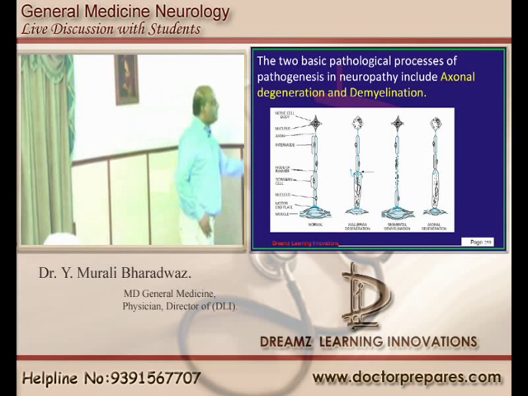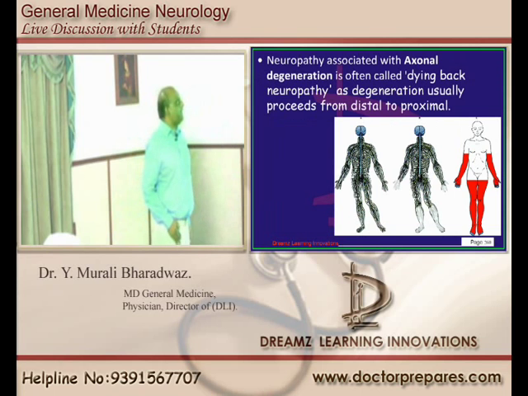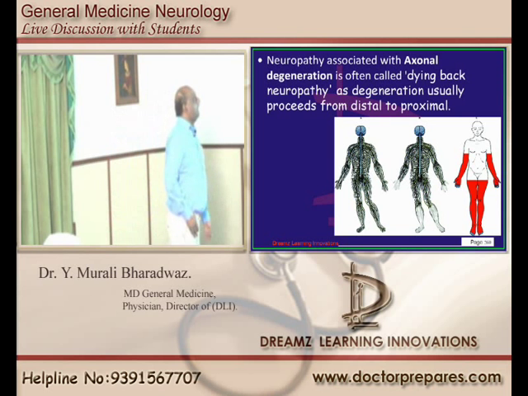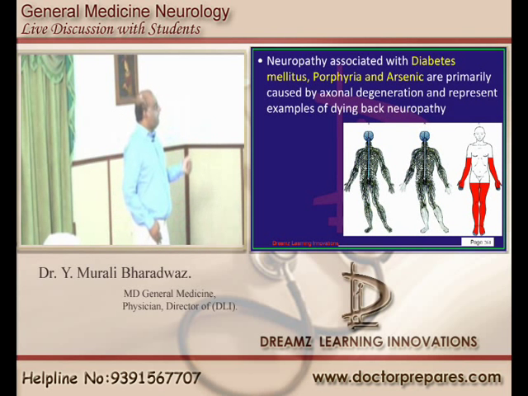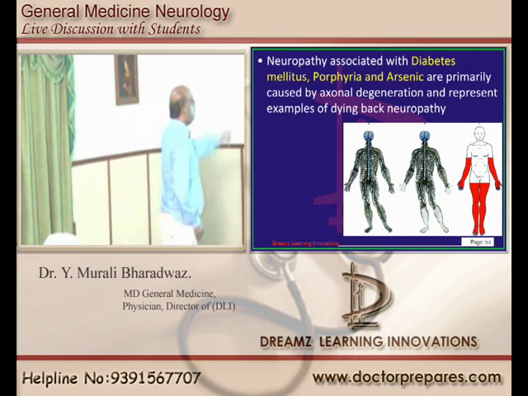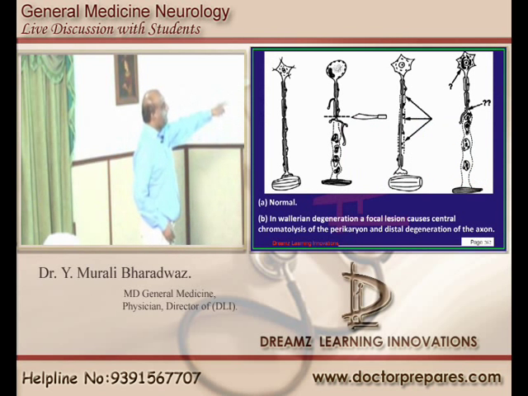So the neuropathy associated with axonal degeneration is basically called dying back neuropathy, because the degeneration of the nerve will proceed from distal towards proximal end, is what we need to identify. The one which you see in diabetes, porphyria, arsenic, they are all examples of axonal degeneration with a dying back pattern of neuropathy. Now this is the neuron, with an axon going and supplying the muscle, doctor, normal.